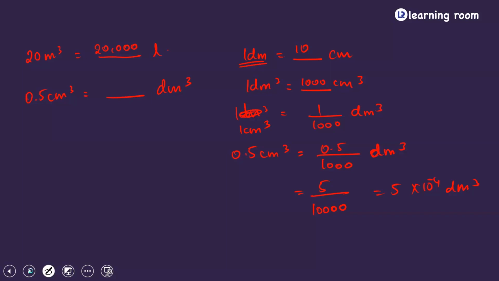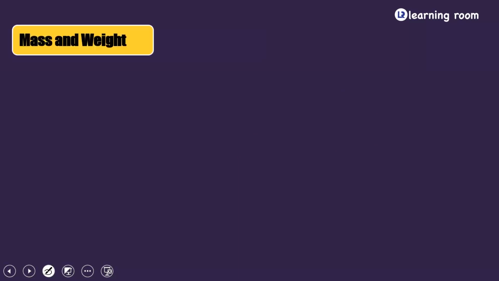What is the speed of light? Three into 10 power 8 meter per second, correct? Yes or no? It is 3 into 10 to the power of 8 meter per second.